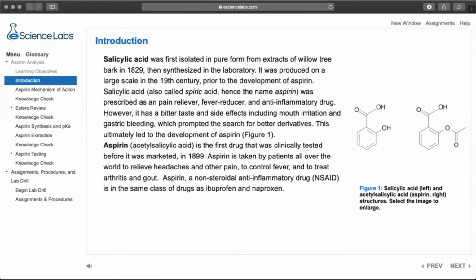Salicylic acid was first isolated in 1829, then synthesized on a large scale later in the 19th century. It has many uses, including pain reliever, fever reducer, and anti-inflammatory. However, it was bitter tasting and had many side effects, including mouth irritation and gastric bleeding. Aspirin, which is acetylsalicylic acid, was a much better derivative of salicylic acid that was first put on the market in 1899.